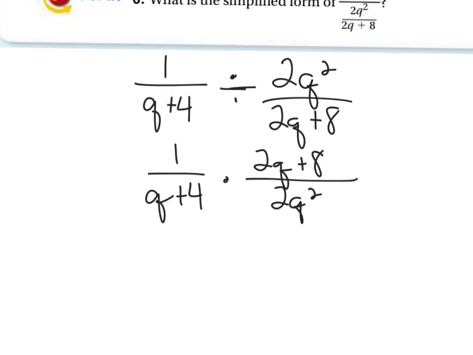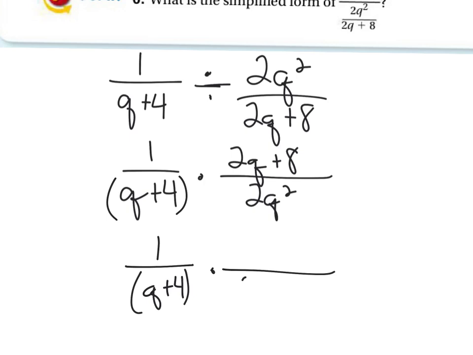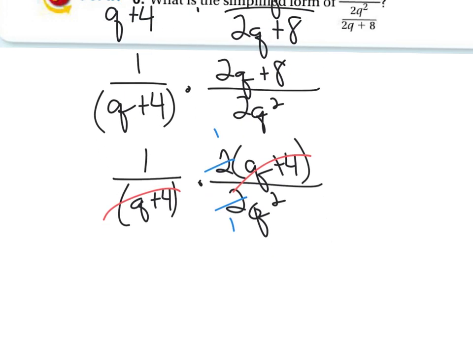And then we can try to do some factoring here. That second numerator, we can factor a 2 out. And then the q plus 4s you can cancel. Also the 2's you can reduce or cancel those out. And that would leave us with 1 over q squared.